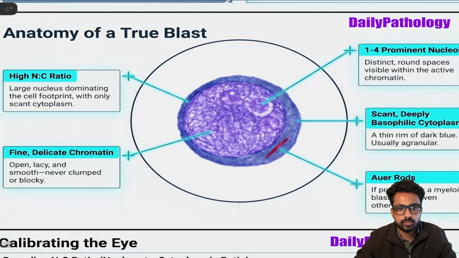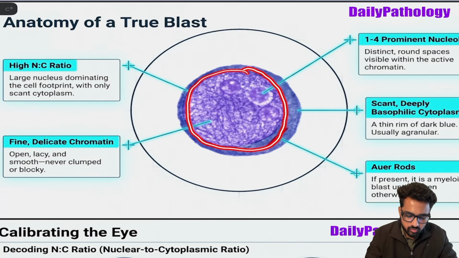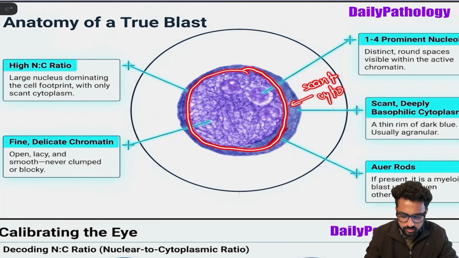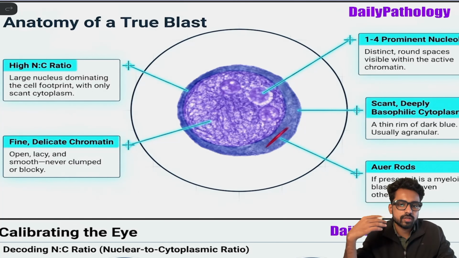Next, anatomy of a true blast. How to identify the true blast on peripheral blood smear. First is high NC ratio, that is nucleocytoplasmic ratio. You can see in the image the cell has a large nucleus and there is scant cytoplasm in the periphery. So the nucleus size is large and compared to that the cytoplasm is very small. So it has a high nucleocytoplasmic ratio.